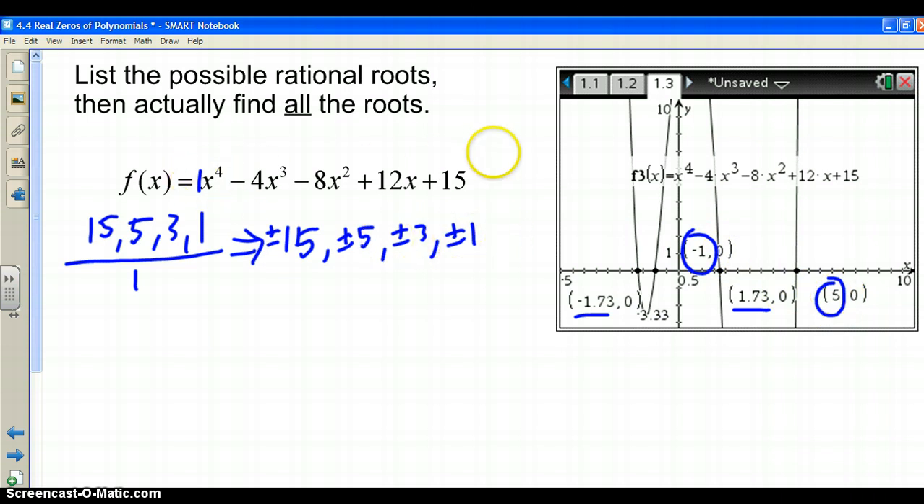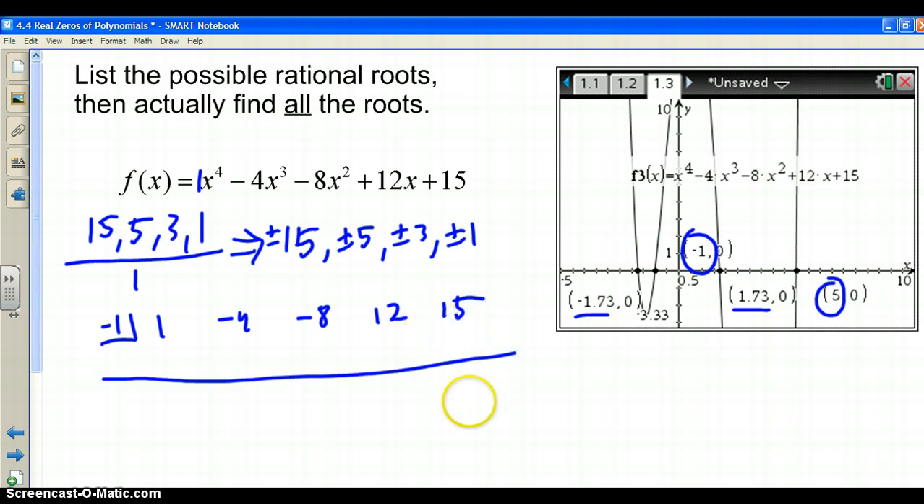So let's start with our original polynomial, and let's synthetically divide it out. It doesn't matter which one you choose first. I'm going to choose -1. And so there's 1, -4, -8, 12, and 15. I know my remainder is going to be 0 because this is a root. So it's 3, 15, and -15. 0. So my remainder is 0.